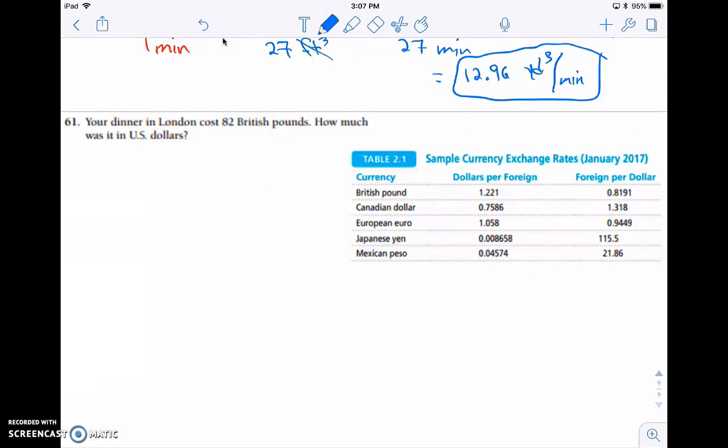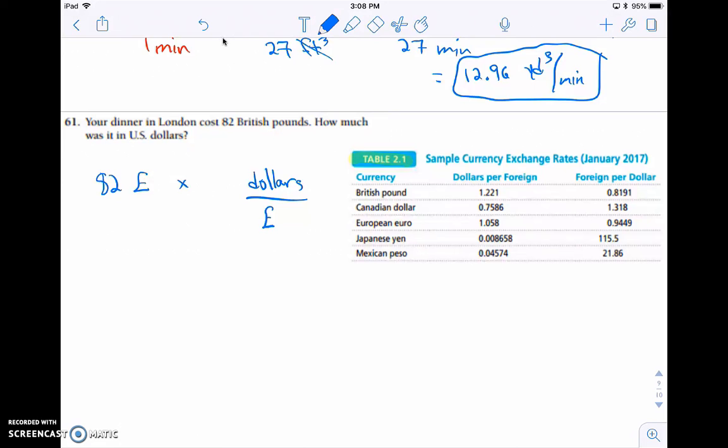So this table just gives us the conversion rates, and we want to know. So you go out to dinner in London, it costs you 82 British pounds. Okay, and I'm not the best at drawing the pound symbol, but we'll call that good. So we have 82 British pounds. We want to figure out how much does it cost in dollars, and so when we're going to be multiplying this by, we want to have dollars on top and British pounds on bottom.